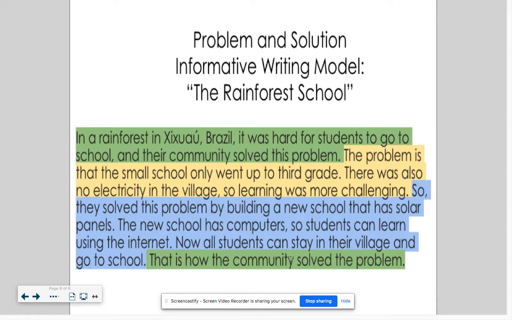That is how the community solved the problem. So that is wrapping up my entire informative writing model. Remember, there is a focus statement, the problem, the solution, and the conclusion.